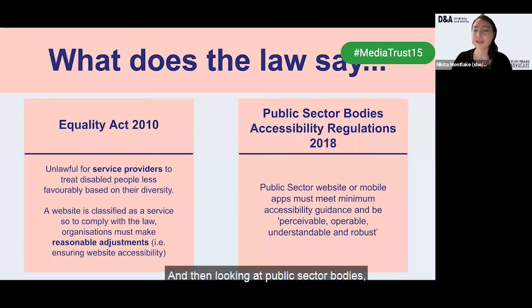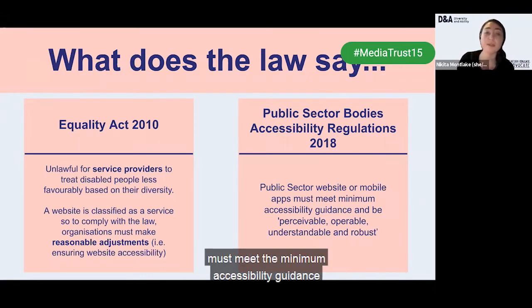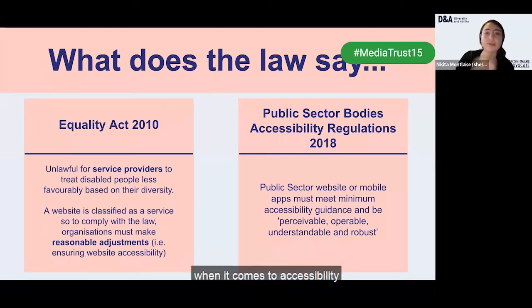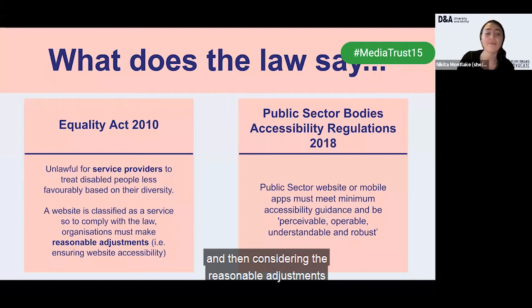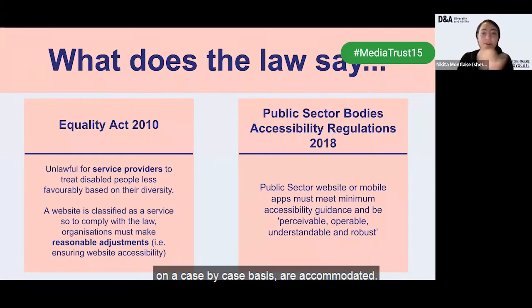And then looking at public sector bodies, accessibility regulations from 2018. So public sector websites or mobile apps must meet the minimum accessibility guidance and be perceivable, operable, understandable, and robust. So that's very much tapping into what is the bare minimum we need to be hitting when it comes to accessibility, and then considering the reasonable adjustments as that next step to ensuring that those individuals on a case-by-case basis are accommodated.